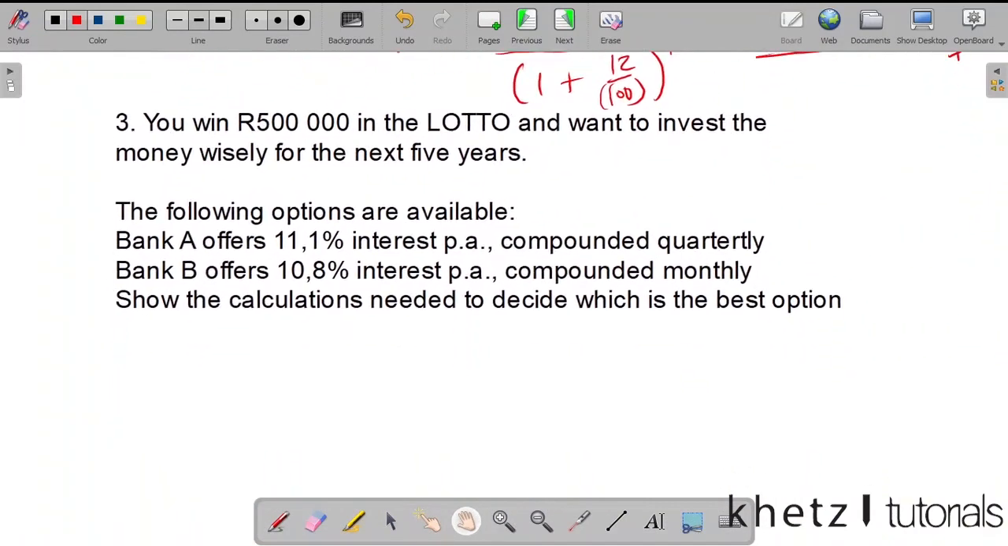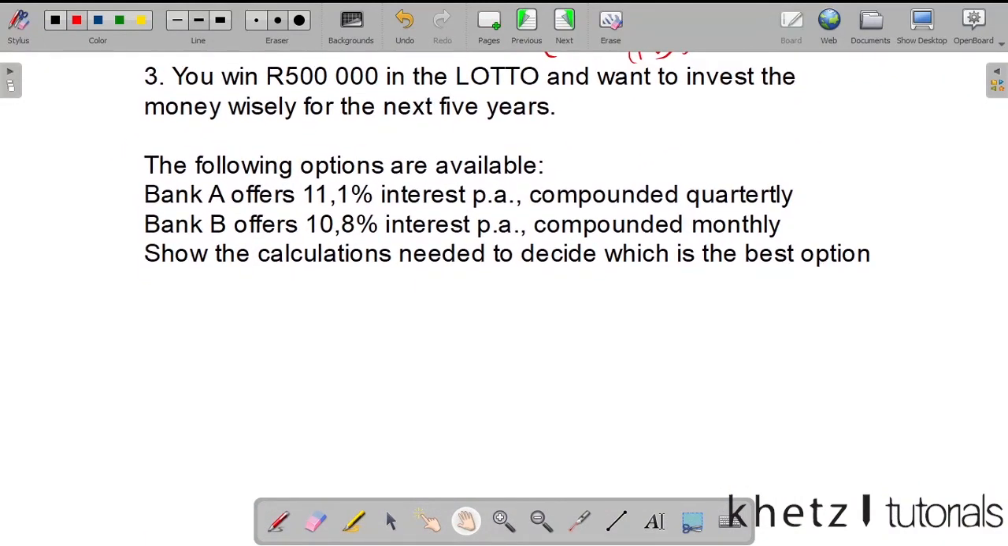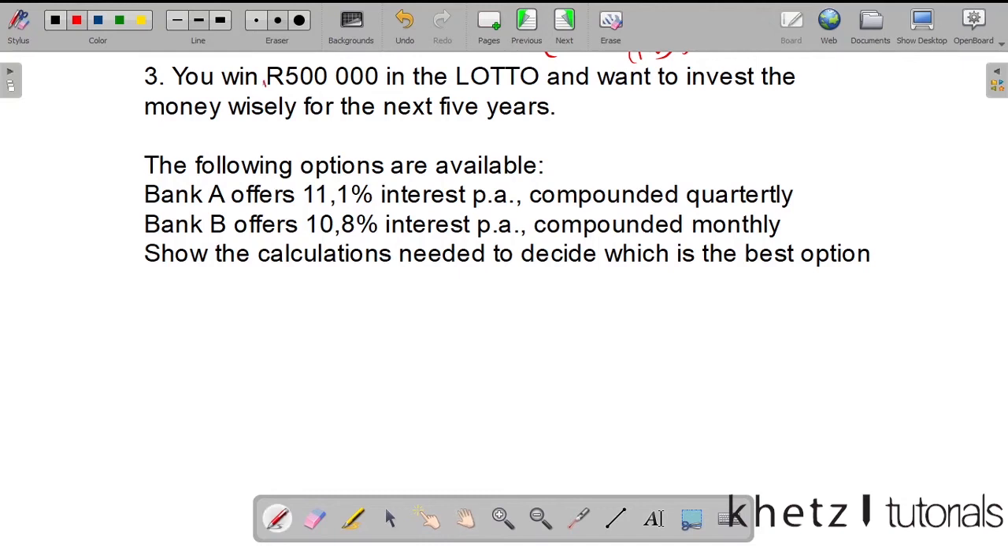Moving on to the third question. It says you win 500,000 rands in the lotto and want to invest the money wisely for the next 5 years. Okay, so we won something, we have it now, and that is the amount that we have now. And we want to invest the money wisely for the next 5 years. The following options are available. Bank A offers 11.1% interest per annum compounded quarterly. Bank B offers 10.8% interest per annum compounded monthly.